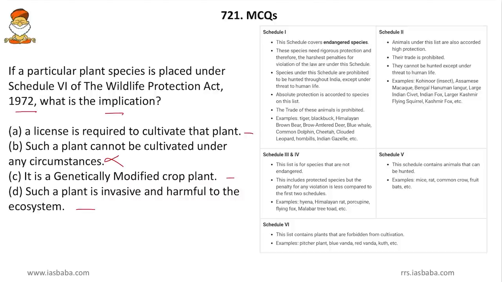So friends, here A, C, D, so three are probably formidable options. But however, once again, UPSC is not a by-heart exam. If you go through the schedules of the Wildlife Protection Act 1972, then only one schedule consists of plants. That is the sixth schedule. And here, that schedule says that some plants are restricted from cultivation. But however, they can be cultivated after a license is granted. So the first one stands to be true. And overall, if you give just one read to these schedules, then you will get the answer.